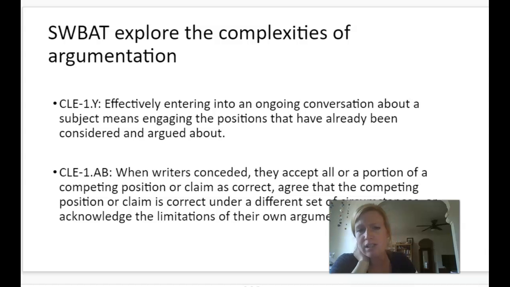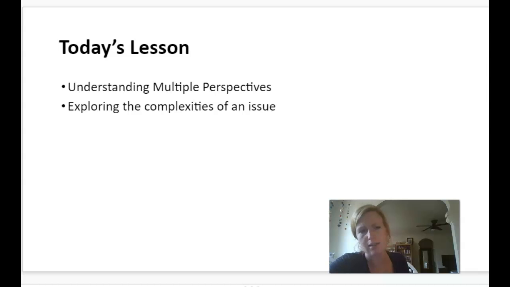And so it's important that we're considering all the arguments, refuting the perspectives that we know to be not true, and acknowledging the ones and limitations that we think are true. So today's lesson begins with understanding multiple perspectives and exploring the complexities.